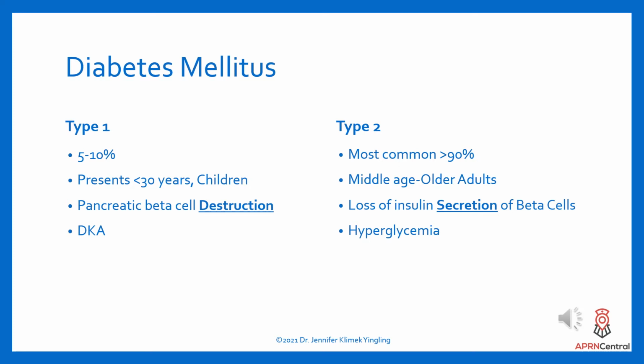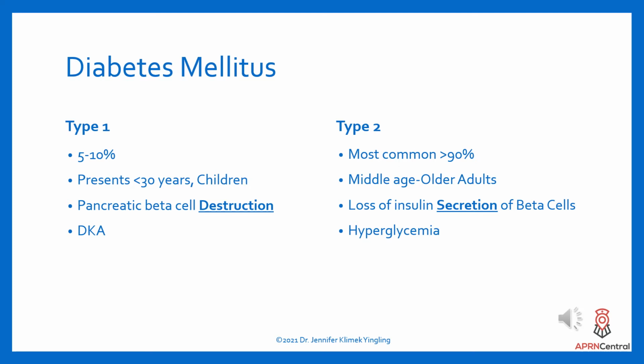Type 1 affects about 5 to 10% of individuals with diabetes and is less common. It often presents in children and in those less than 30 years of age. The etiology of type 1 diabetes is basically pancreatic beta cell destruction, and because of that, there's no way that the body can make insulin. These patients often will present with diabetic ketoacidosis, and so by the time that it's recognized, there are no beta cells left.